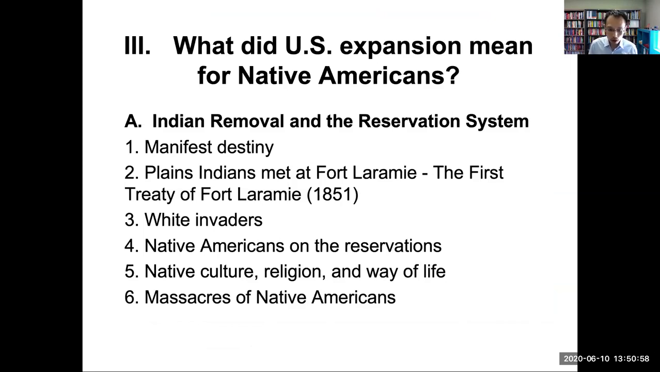But this strategy was to negotiate settlements and treaties in order to move tribes out of the path of white settlers. In 1851, the chiefs of most of the Great Plains tribes agreed to the first Treaty of Fort Laramie. And this agreement basically established distinct tribal borders and zones, what they called reservations.